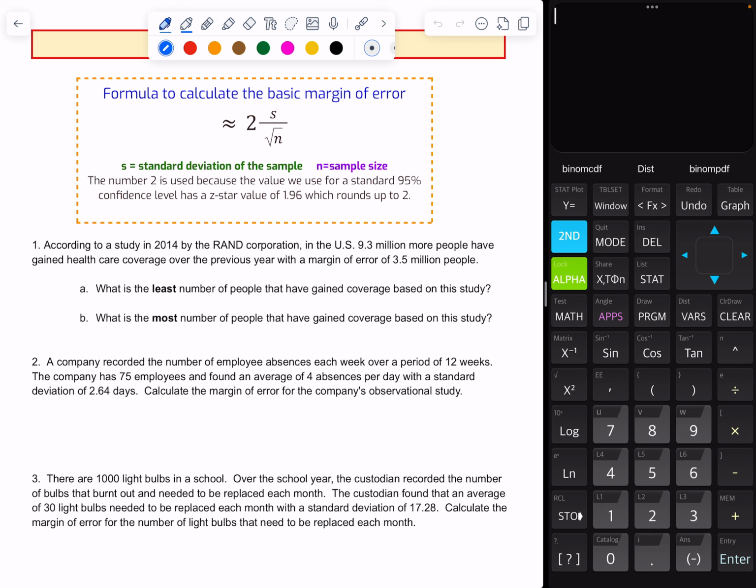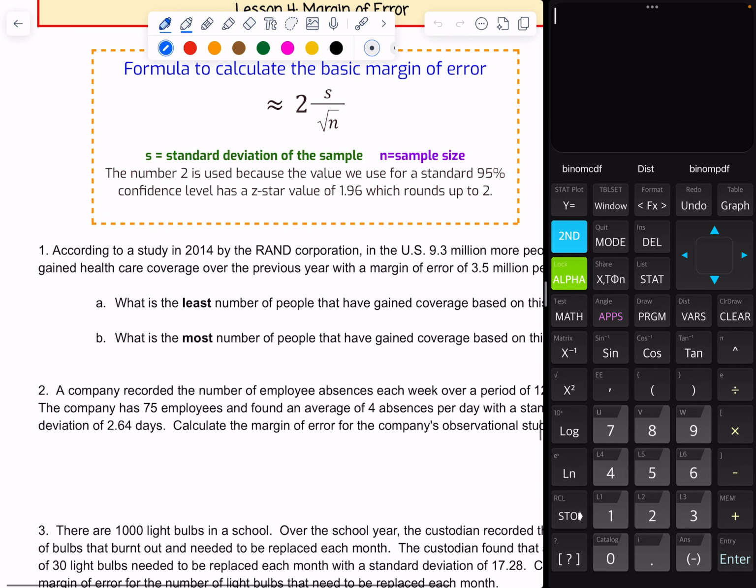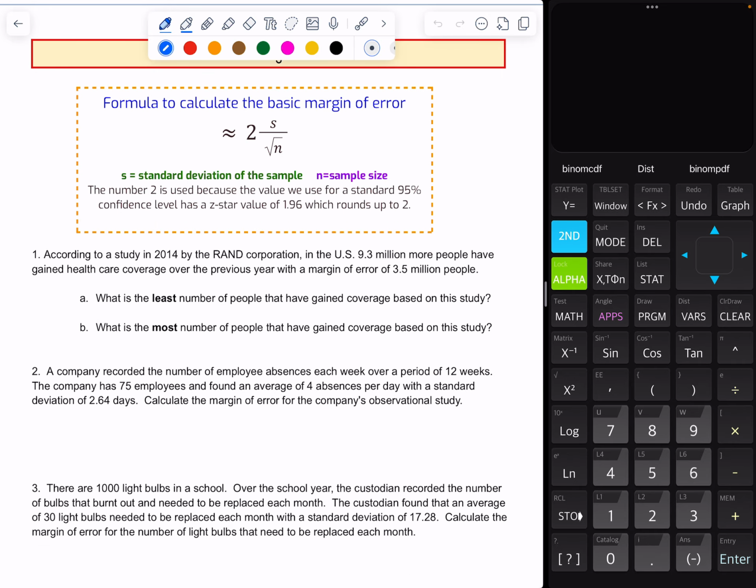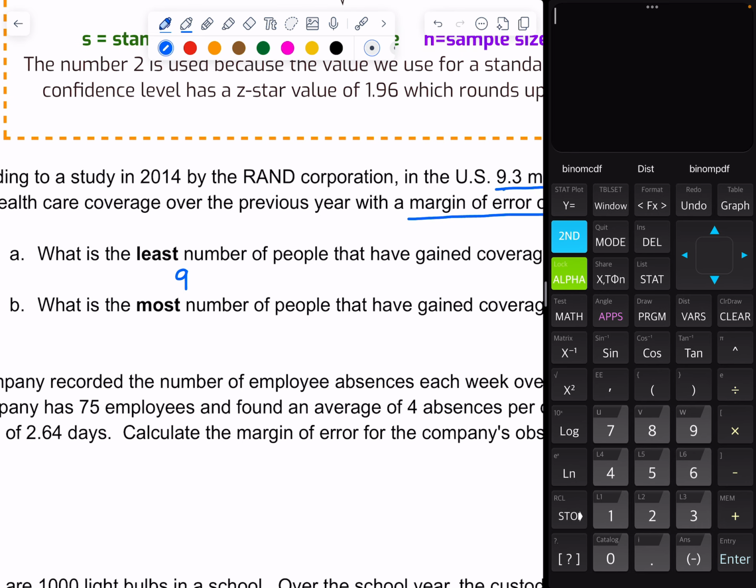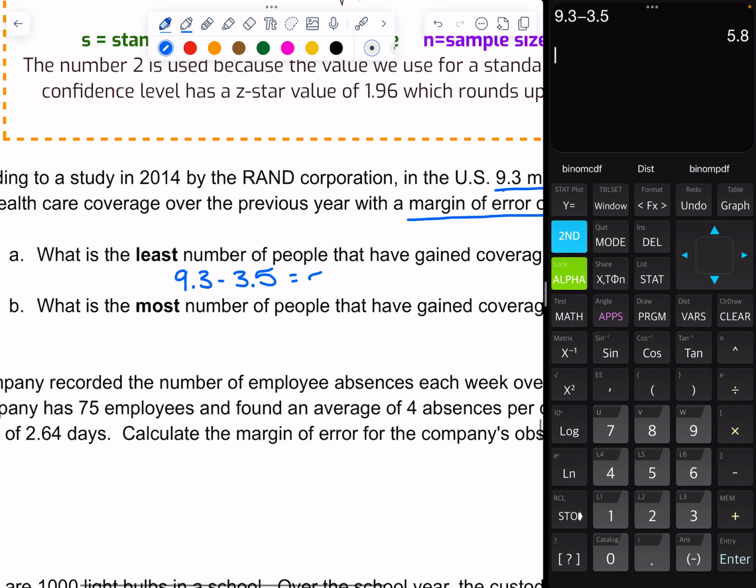And it asked in Part A, what is the least number of people that have gained coverage based on this study? So the least number of people would be to take the number they found, so 9.3 million, and you want to subtract the margin of error of 3.5. So I would just take 9.3 minus 3.5. So I'm going to type that in. 9.3 minus 3.5, and I get 5.8 million people. So don't forget that we're talking about millions of people.